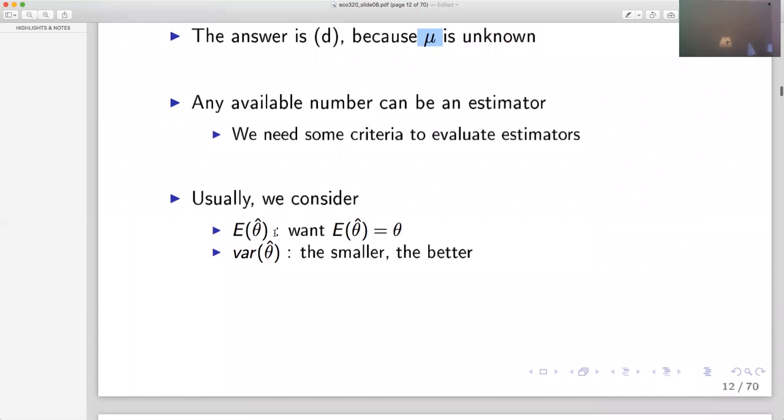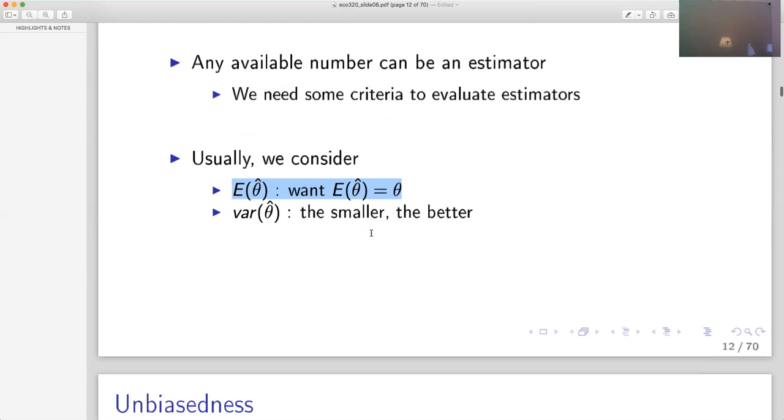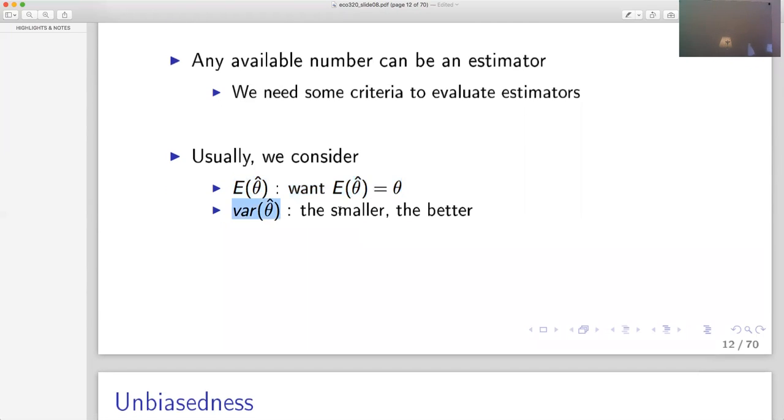Usually we consider the expected value of some sample estimator equal to the true parameter. This is actually a very important property. When you take a little more advanced statistics, this is something you're going to learn in detail. That is called the law of large numbers. I will probably touch on it briefly later, but this is a very important property. As the sample size increases, your sample estimate will be very close to the true parameter theta. And the smaller the variance of theta hat, the better.